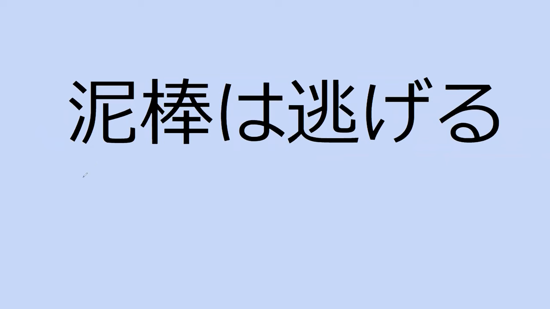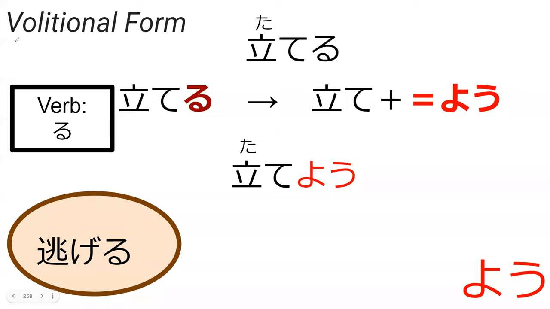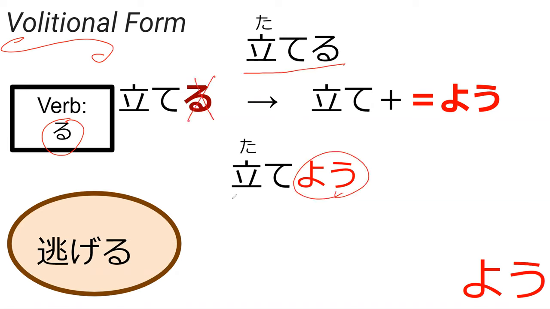Sit across. Can you read this for me? Doro wo wa nigeru. What does this mean? The thief runs. Perfect. So, volitional form. Volitional form is the form that shows when you're saying you're going to do something, you're committed to doing this action. A lot of times it's translated as let's do it, but it's not necessarily inviting someone to do it. You can say this to yourself. This means I'm going to do this action, I've decided. With ru verbs, all you do is delete the final ru and add yo. So tateru turns into tateyo.